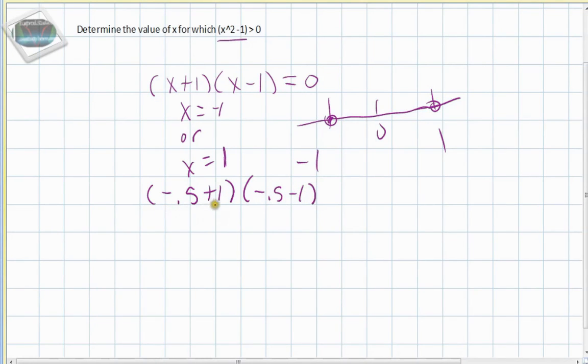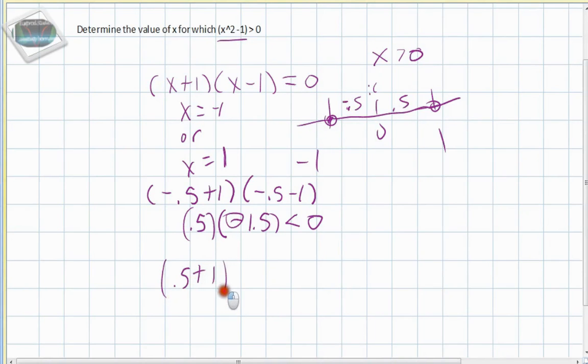So -0.5 plus 1 is going to be 0.5, times, what do we have here? Negative 0.5 minus 1 is going to be negative 1.5, right? So our answer is going to be negative. So it's less than 0, which is not what we want. We want it to be greater than 0. And that's not true at negative 0.5. It's not happening. So let's try it at 0.5. So 0.5 plus 1 times 0.5 minus 1.